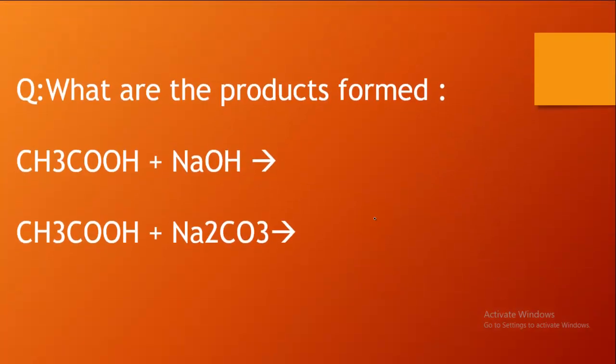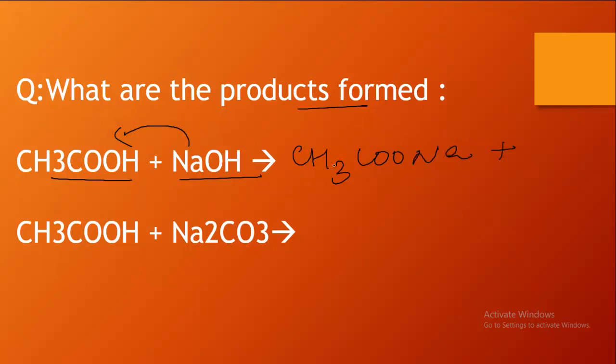Another question is, what are the products formed when CH3COOH reacts with NaOH? That means a carboxylic acid reacts with a metal hydroxide. You know that Na will replace H in this case, and we'll get CH3COONa, and this H and OH is left, so we'll get water. And what is the name of the compound? This is sodium ethanoate.